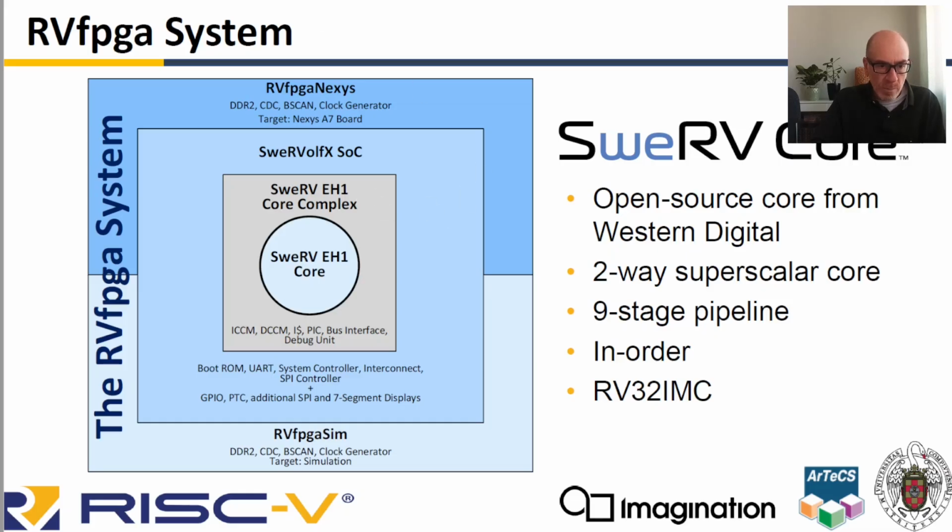Here we show the complete RVfpga system, which is based on the EH1 core, in this example. Then it is surrounded by the VeeR EH1 core complex, which adds some elements to the core. This is implemented in the VeeRwolf X SoC, an extended version of the VeeRwolf SoC, and these can be targeted to the FPGA, in this case a Nexys board, or to a simulator.